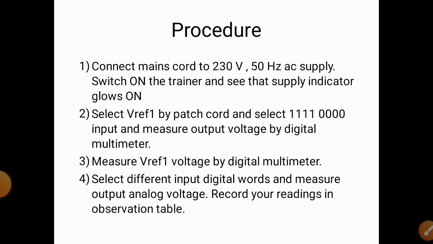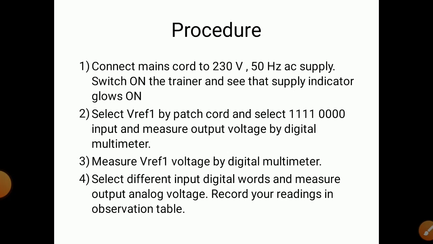So what is the procedure of this experiment? We'll read this one by one. What is the first point? Connect the mains cord to a 230 volt 50 hertz AC supply. So the input here is a 230 volt 50 hertz AC supply. Now switch on the trainer and see that the supply indicator glows on. So when you switch on the trainer, the light will glow.